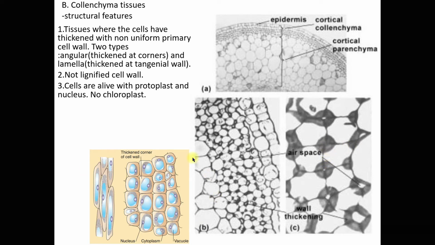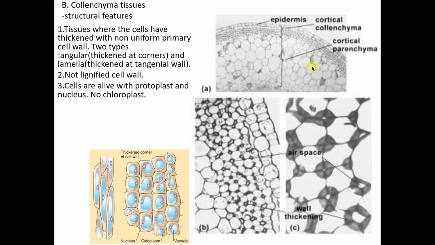So if you look at this diagram here, this is more like lamellar collenchyma tissue, because the thickening of the primary cell wall is at the tangential wall. But for this diagram here, these are the angular collenchyma tissues, where the thickening of the primary cell wall is at the corners.